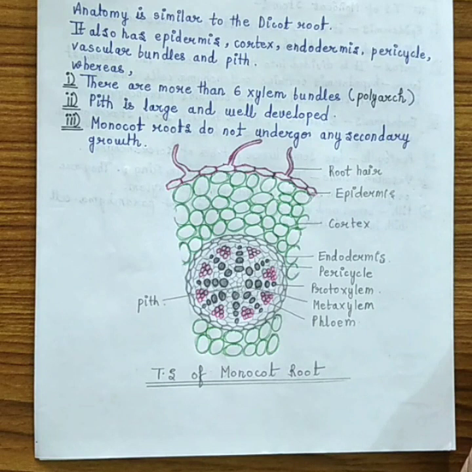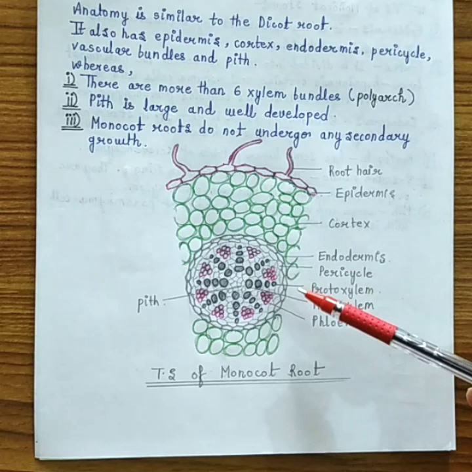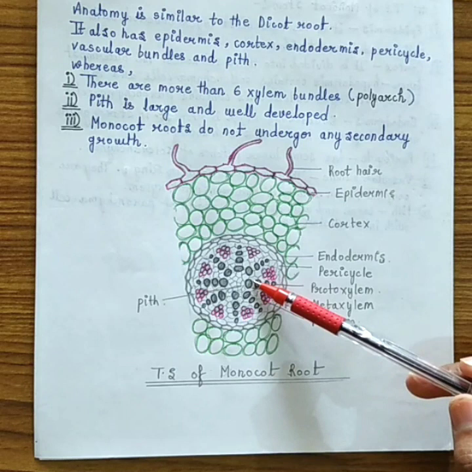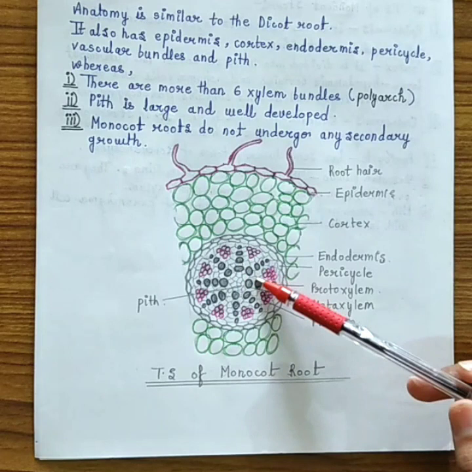The placement, the arrangement of layer is same. Jo difference hai wo ye hai ki dicot root mein only 2 to 4 xylem bundles exist, monocot root mein there are more than 6 xylem bundles. Pith wahan pe small thi, yahan pe large hai, well developed hai. Wahan pe secondary growth ho rahi hai dicot root mein, in monocot root they do not undergo any secondary growth. Wahan pe koi secondary growth nahi hoti hai.